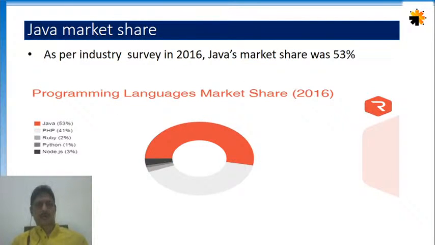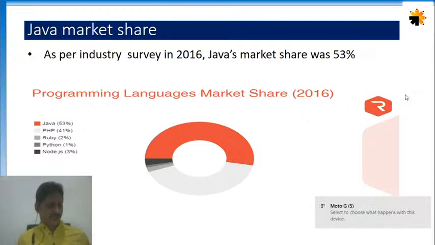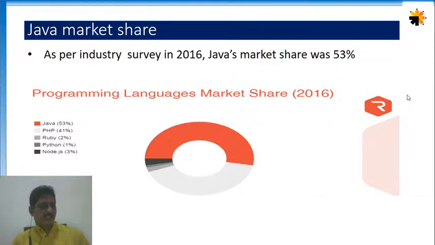Now let's move on to why we should use Java. Because we know the Java features and so on, but there is a lot of research going on till today, and there are different kinds of surveys happening. As per the survey in 2016, Java's market share was 53%. Imagine, it is more than half of the share of PHP technology, Ruby technology, Python technology, and also Node.js.